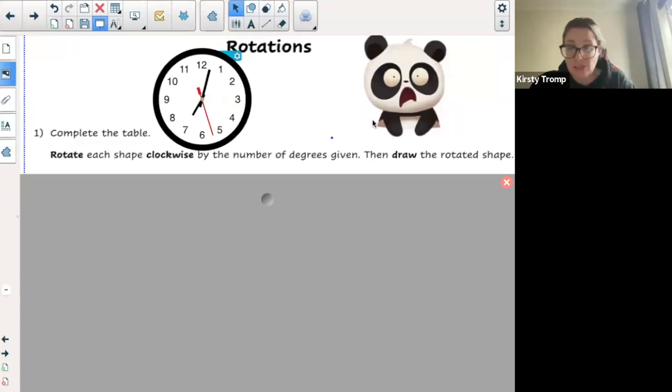Somebody said to me just now, 90 degrees means a quarter of the way. 180 degrees means a half of the way. 360 degrees means a full rotation, a full circle.